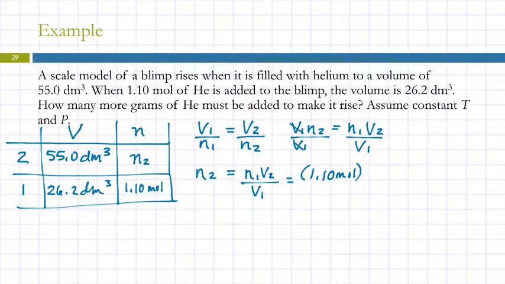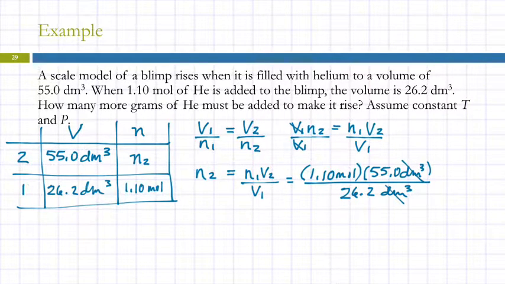1.10 moles. And then I want volume 2, 55.0 cubic decimeters, and I want to divide by volume 1, 26.2. The cubic decimeters, which are kind of an annoying unit because we don't use those very much, cancel out. 1.1 times 55 divided by 26.2. So this will also have 3 significant figures. So 2.3092 moles.